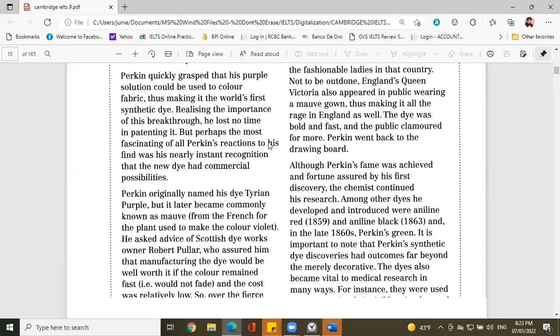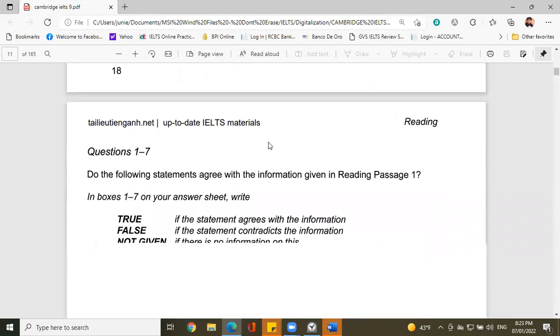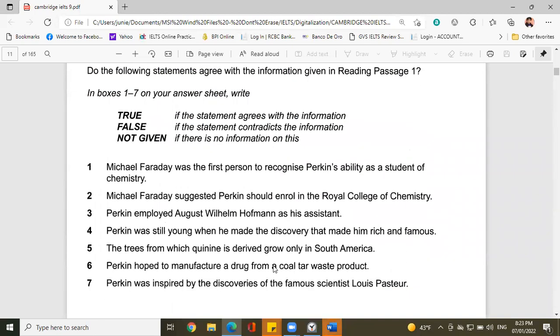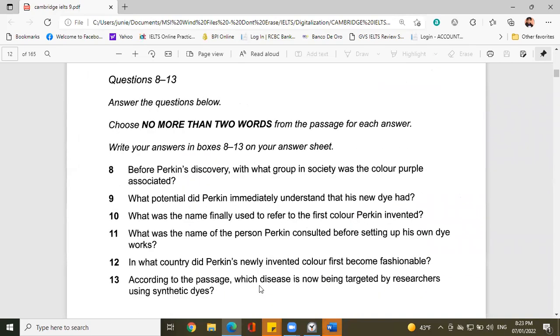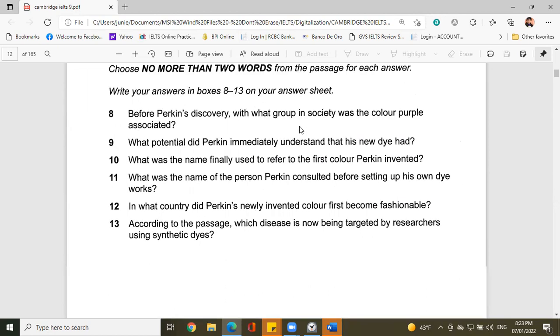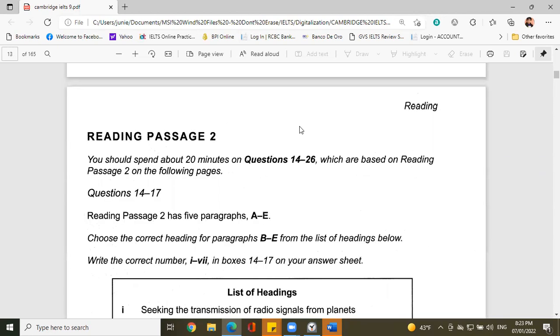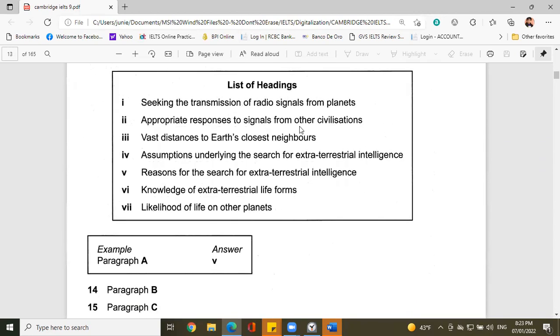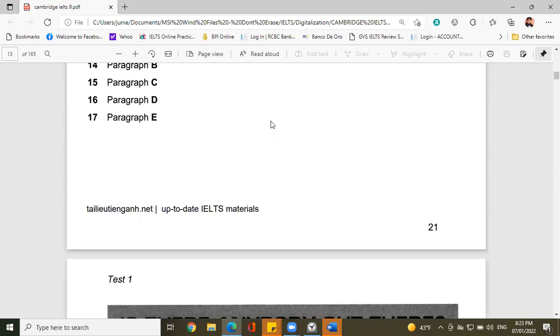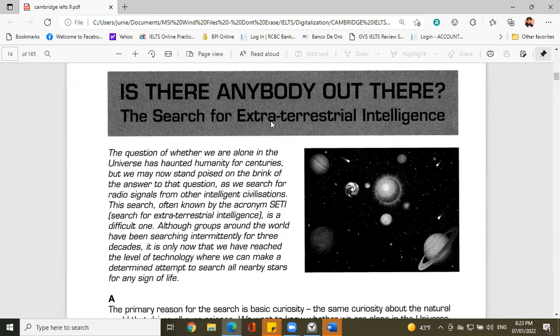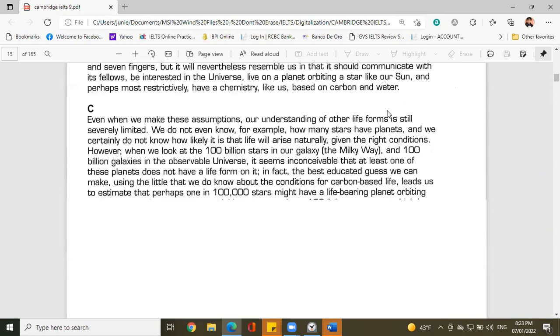The man who invented synthetic dyes. That's true, false, not given over there. 7 items. And then no more than 2 words. That's really nice. I love no more than 2 words, no more than 1 word, no more than 3 words. Reading passage 2 is the list of headings. So there are only 4 paragraphs. Yahoo! And then the search for extraterrestrial intelligence.